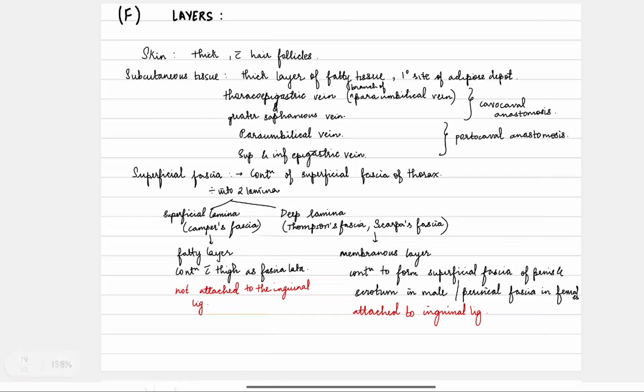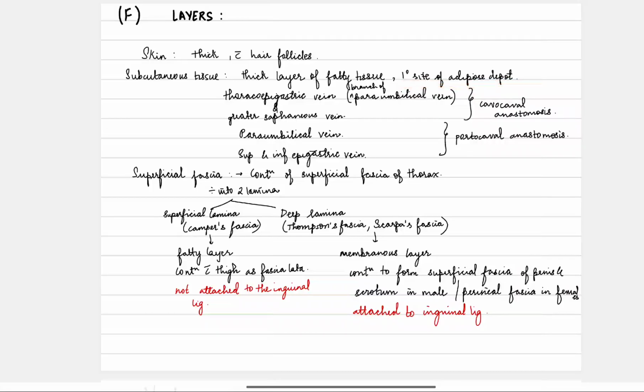In the skin, it is thick with hair follicles, especially in the hypogastric region, especially in males. Subcutaneous tissue is a thick layer of fatty tissue. It is the primary site of adipose depot for the body, especially in males.